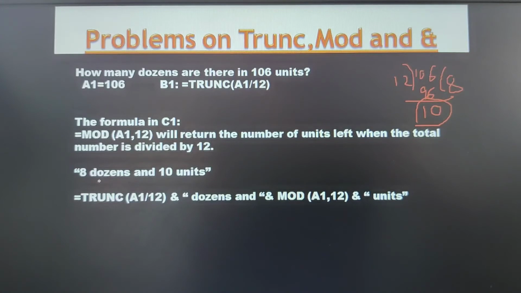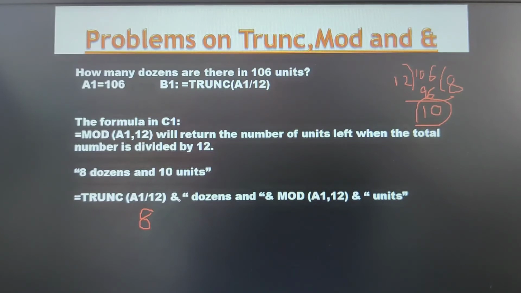But apart from this, I just want to have the text also in this way. Then how do we write the formula? Just have a look here. Is equals to TRUNC. A1 consists of 106, right? So here A1 divided by 12. At this place, I got the value as 8, children. Next, I'm using the ampersand. As I said, ampersand is the one which will help you concatenate the strings, concatenate the text. This ampersand will join the next text with the previous.